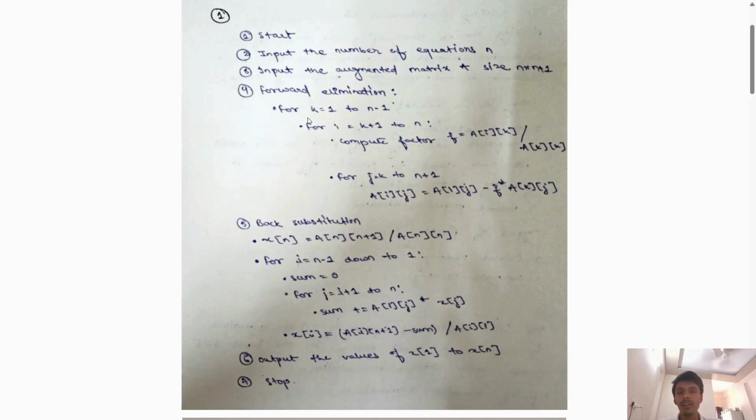By using forward elimination, we use two loops: for k equals 1 to n minus 1, and for i equals k plus 1 to n. We compute factor f, which is a[i][k] divided by a[k][k]. For j equals k to n plus 1, we compute a[i][j] equals a[i][j] minus f into a[k][j]. This computes the forward elimination for the augmented matrix.